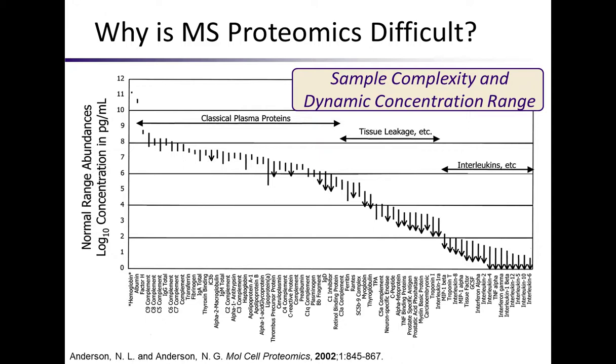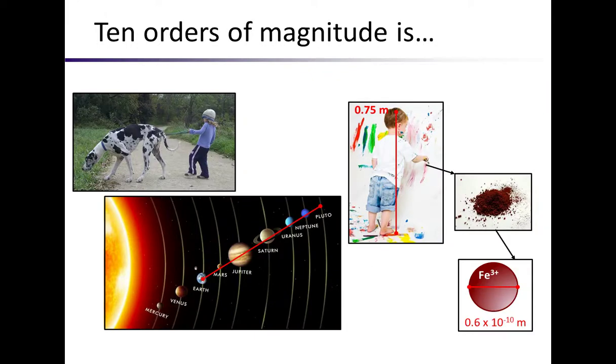So let's think about the proteins in serum, from Anderson et al. in 2002, where they looked at the concentration of a ton of proteins in serum. Note that this y-axis is on a log scale, and there are 10 orders of magnitude from the most abundant protein in plasma to the least abundant protein in plasma, okay? So this is huge, and this is a really difficult analytical challenge.